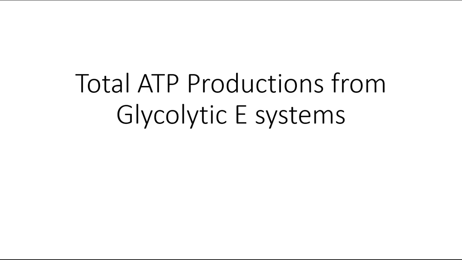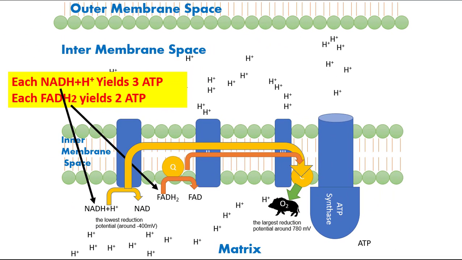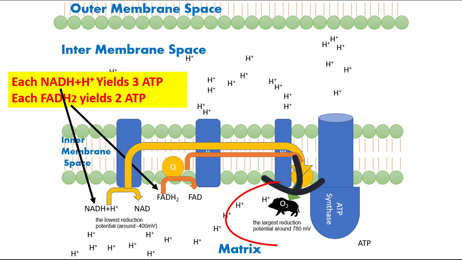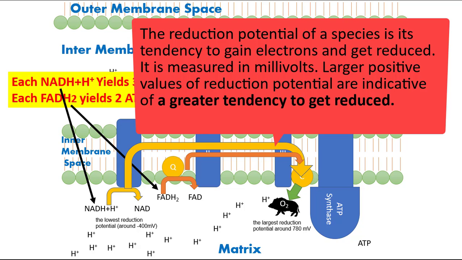Total ATP production from the glycolytic energy system. You may be curious why the ETC supports electron flow from NADH to oxygen. The answer lies in understanding the reduction potential of the electron transfer components of the ETC. The reduction potential of a species is its tendency to gain electrons and get reduced.